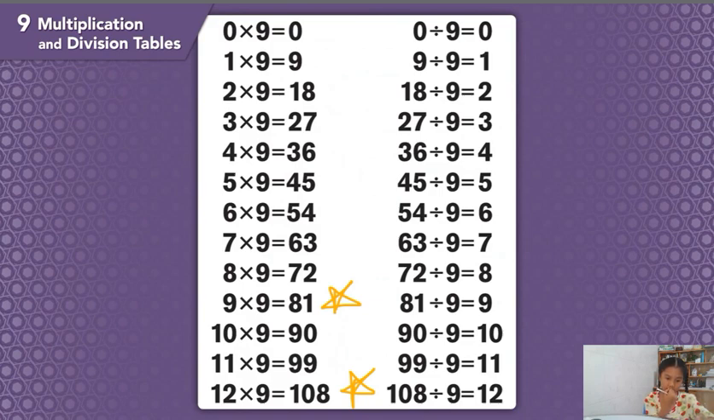6 times 9 equals 54. 7 times 9 equals 63. 8 times 9 equals 72. 9 times 9 equals 81. 10 times 9 equals 90. 11 times 9 equals 99. 12 times 9 equals 108.